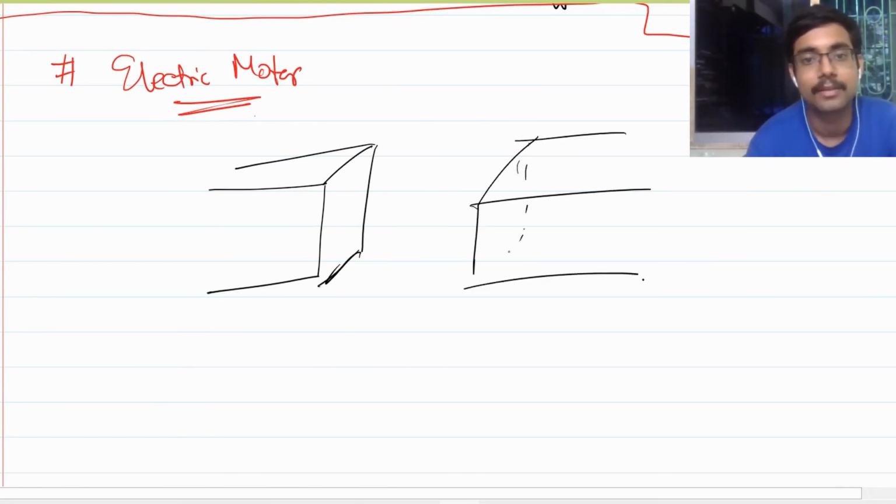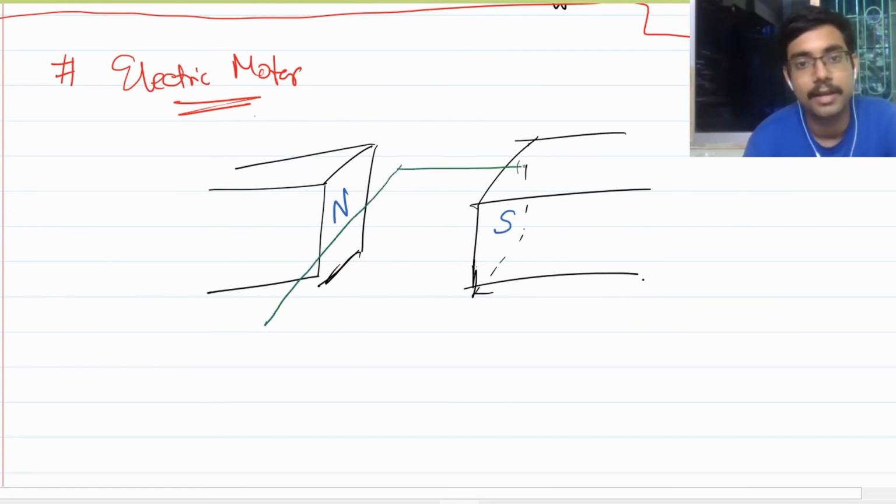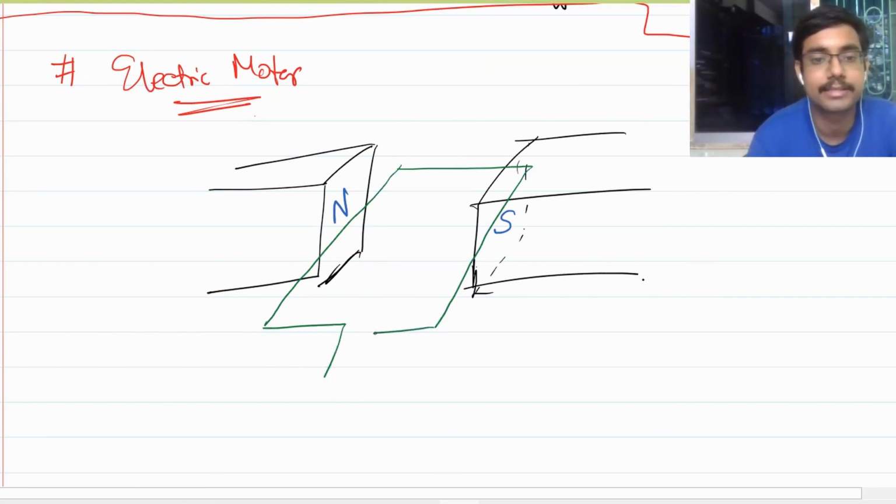Okay. Now, suppose here is a magnetic field north to south, and here you have a coil like this. This is with open end, like this, and you have some brush here, carbon brush.